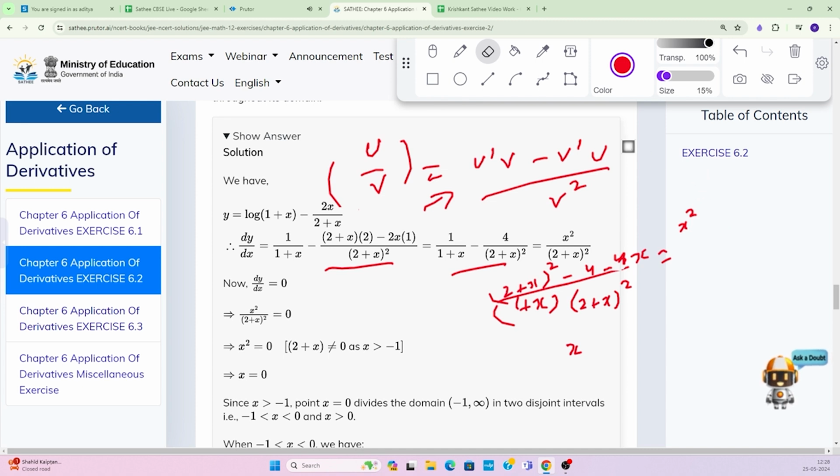So x square minus 2x. Okay, so x square minus 2.